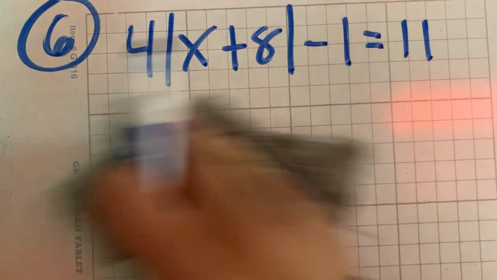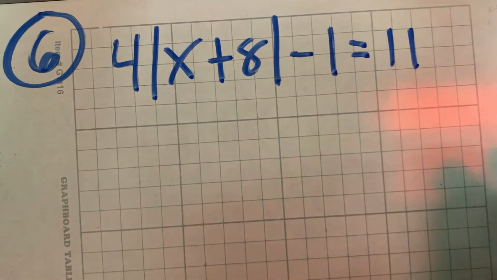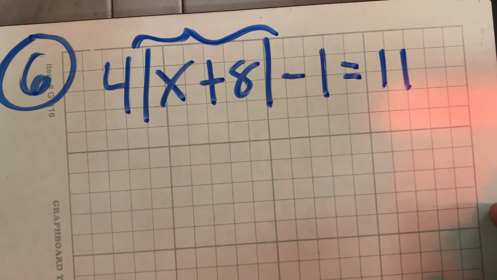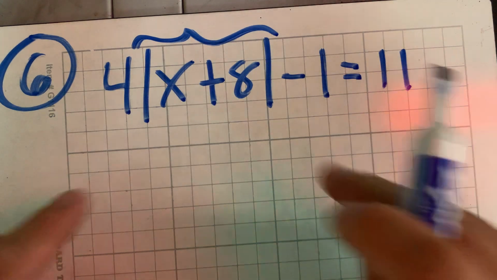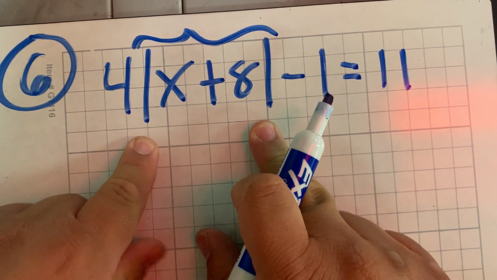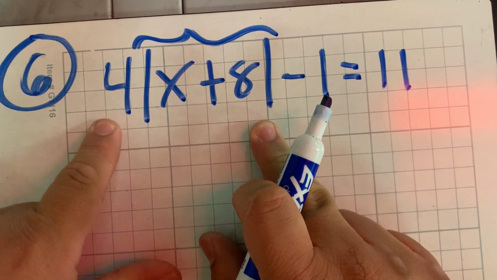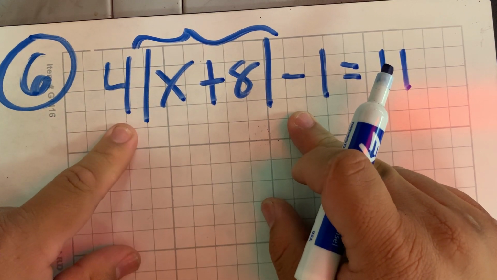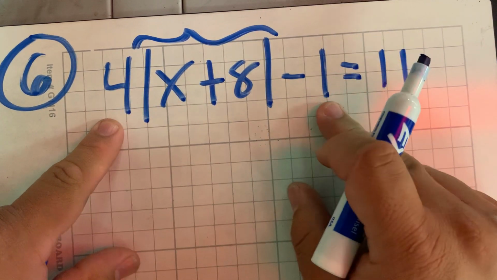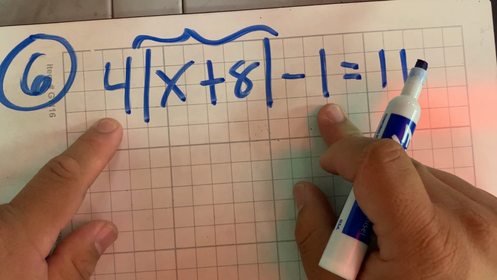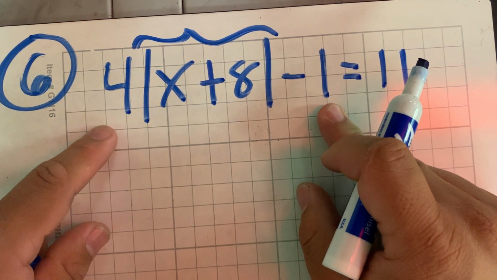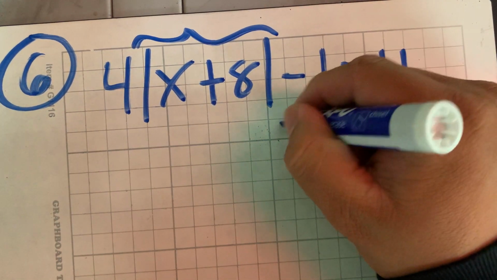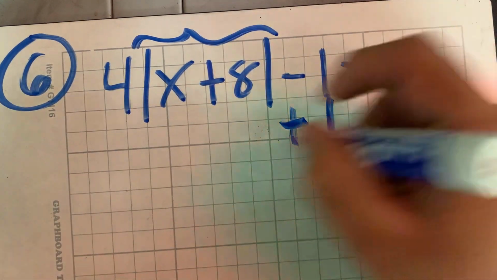First step is to isolate. Again, I want to isolate the absolute value expression. That means I want to get the absolute value bars of x plus 8 by itself. That means I got to get rid of this 4 and this minus 1. This is 4 times the absolute value, and then this is just the minus 1. Just like we did our two-step equations, our first step is going to be to either add or subtract. So I'm going to add 1 to both sides.